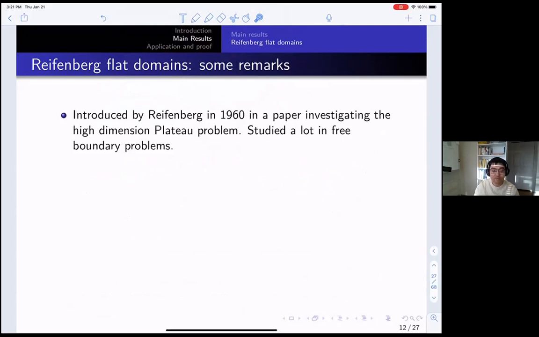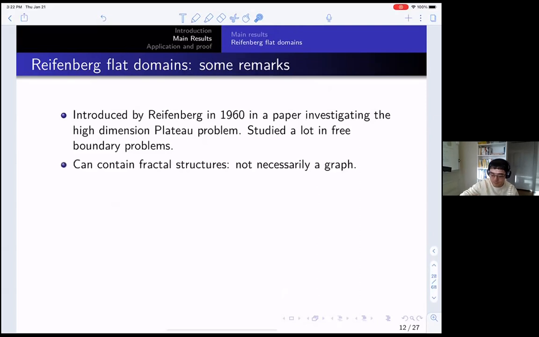It was introduced by Reifenberg in the 1960s, actually in a series of papers, not just one paper, while investigating the Plateau problem. It's been studied a lot in free boundary problems and by the geometric measure theory community. That's where my picture comes from. Now let me give a few interesting remarks on this.